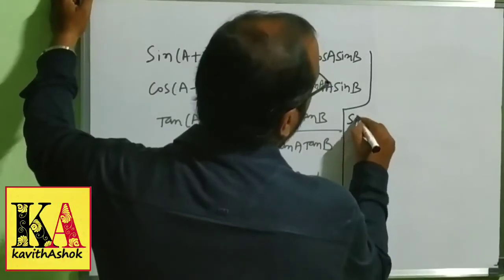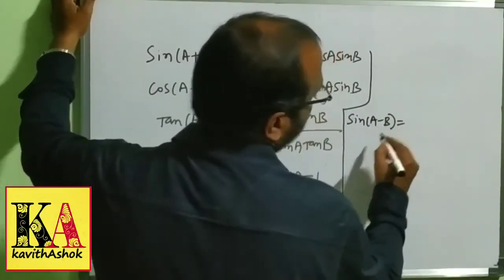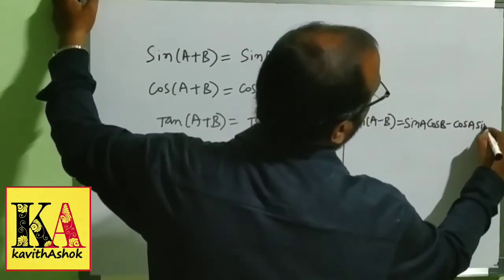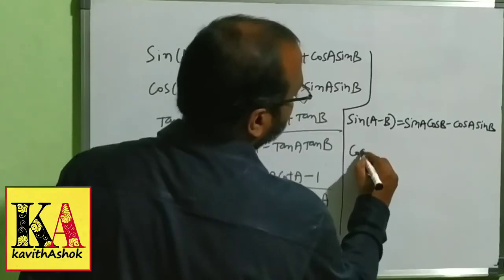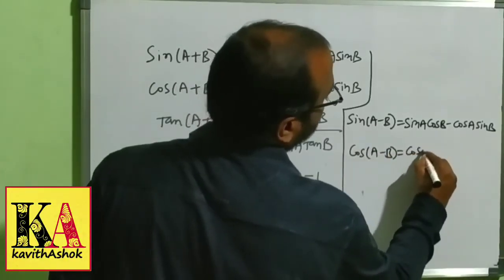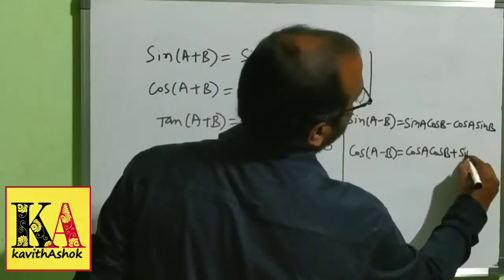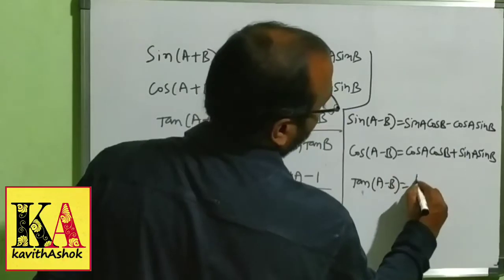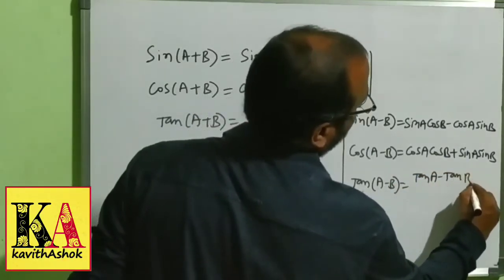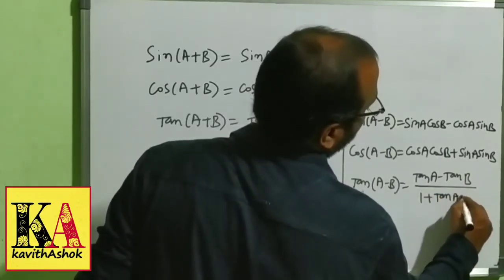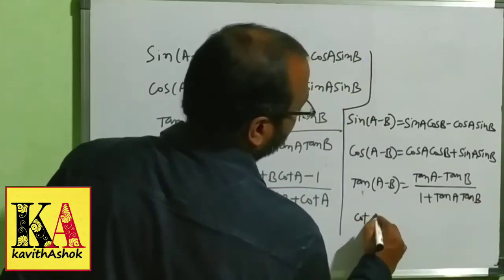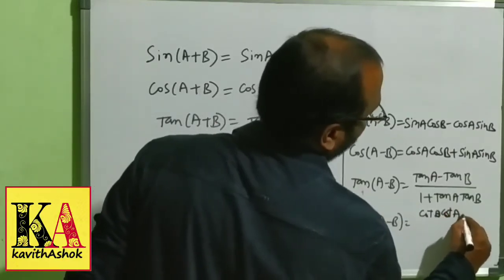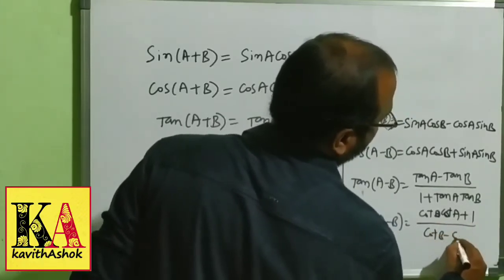In the same manner, if we want sine of A minus B, sine of A minus B is equal to sine A cos B minus cos A sin B. Next, cos of A minus B is equal to cos A cos B plus sin A sin B. In the same manner, tan of A minus B is equal to tan A minus tan B by 1 plus tan A tan B, and cot of A minus B is equal to cot B cot A plus 1 by cot B minus cot A.